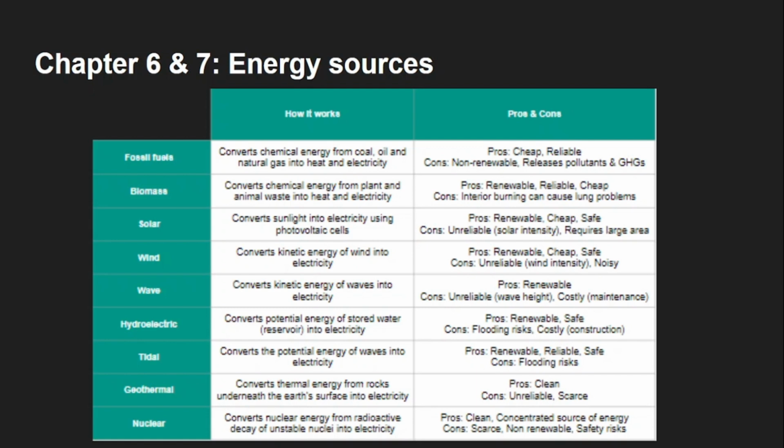But the cons are it's scarce, it's non-renewable, and there's always safety concerns and risks, especially after disasters like Fukushima and Chernobyl. There's obviously concerns. It is generally a very safe form of electricity creation and generation, but there are underlying concerns because of these industry disasters that have occurred.